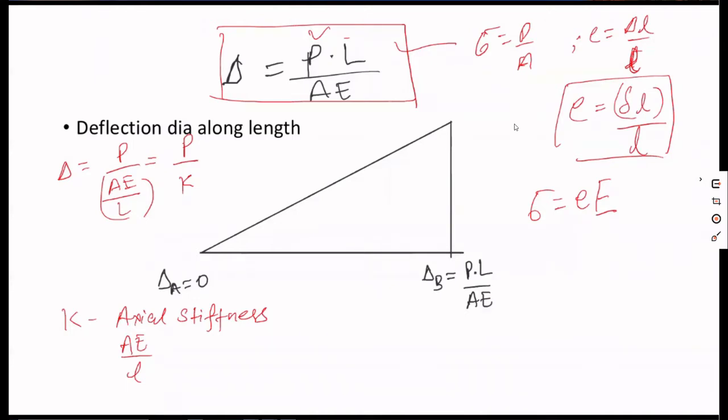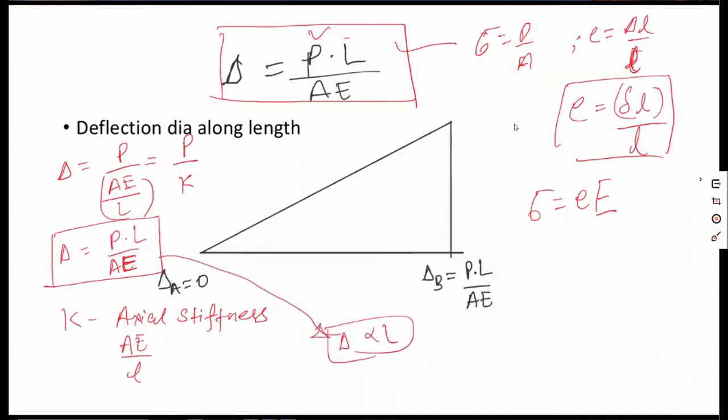Now suppose we are taking here delta is equal to P into L upon AE. Now suppose our axial rigidity AE is not changing, so delta is directly proportional to L. We can say from this equation that my deflections are directly proportional to length. Now let us suppose we are taking a section.